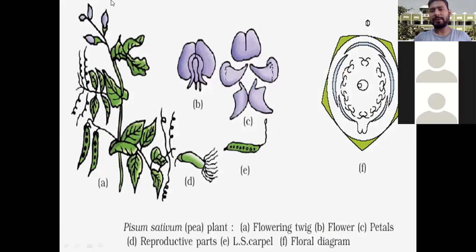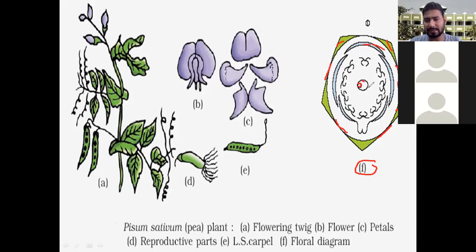So this is the story. Now you can see the figure with this. This is also from NCERT. This is the pea, and they have the flower. This is the special type. Now you can see, and this is the floral formula. It is very, very important. Floral formula: pentasepalous and united with each other, gamosepalous, and vexillary aestivation.